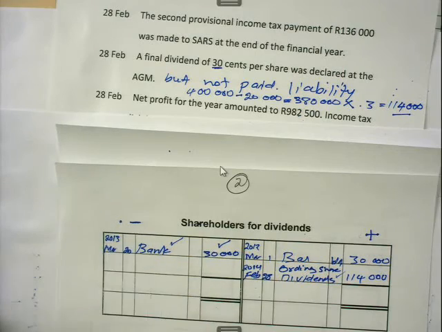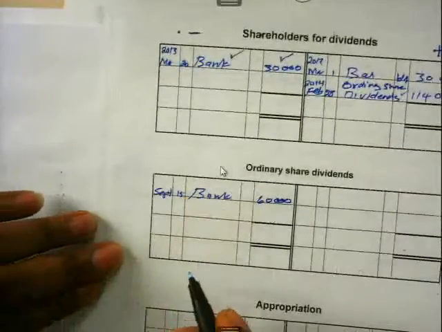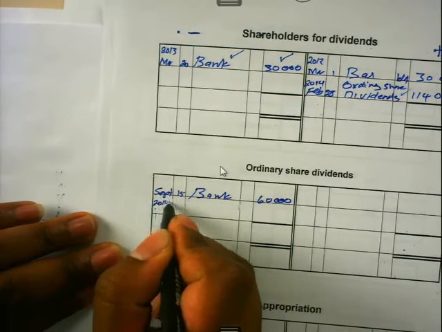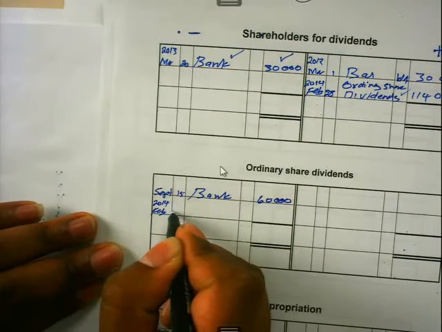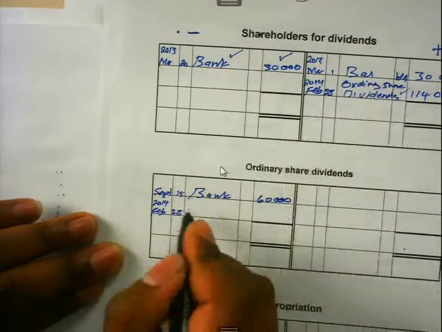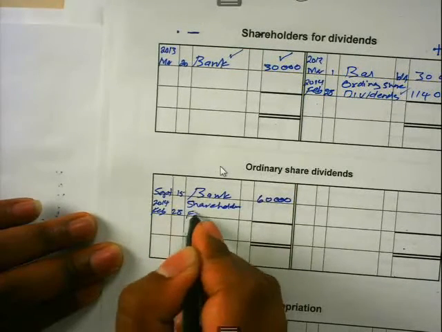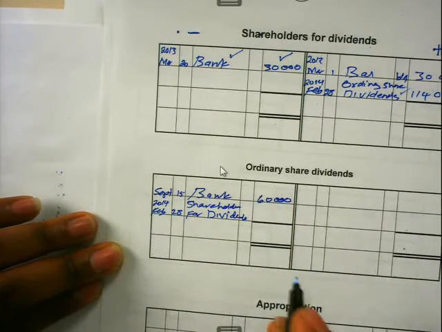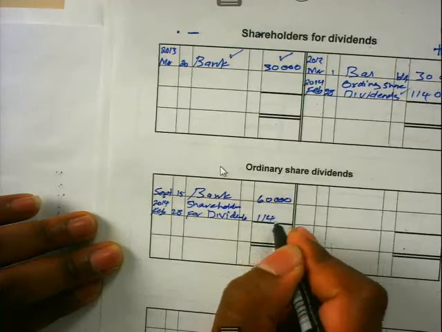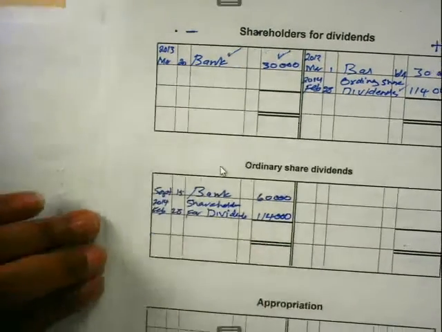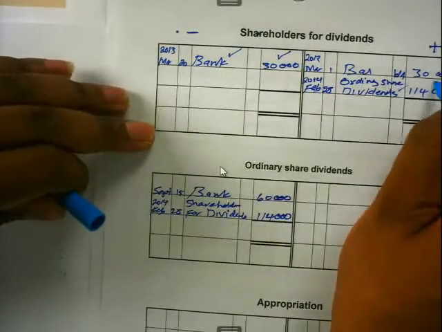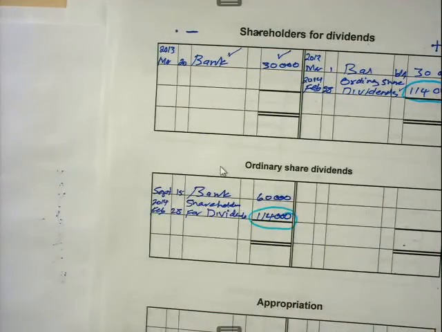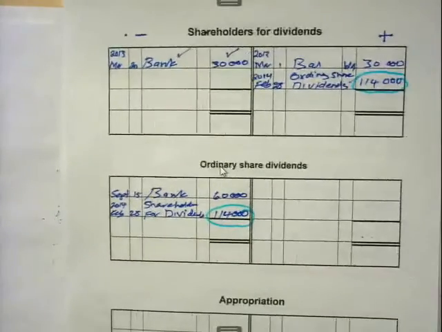Right. Then the corresponding debit entry would be made in the ordinary share dividends on 2014, February 28. Here you will have shareholders for dividends. Squeeze it in. 114,000. As we can see, this amount goes with that amount. That is a corresponding credit and debit entry.